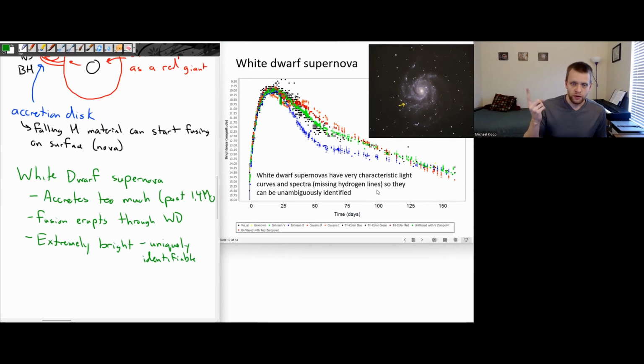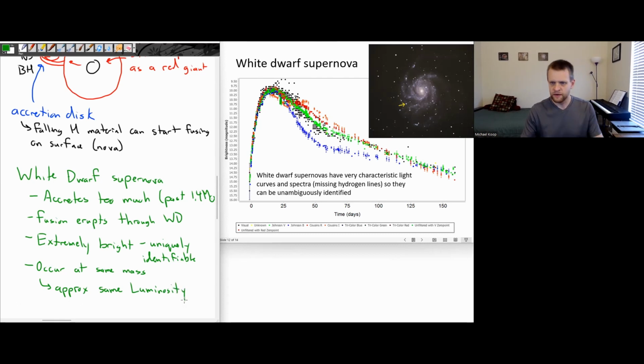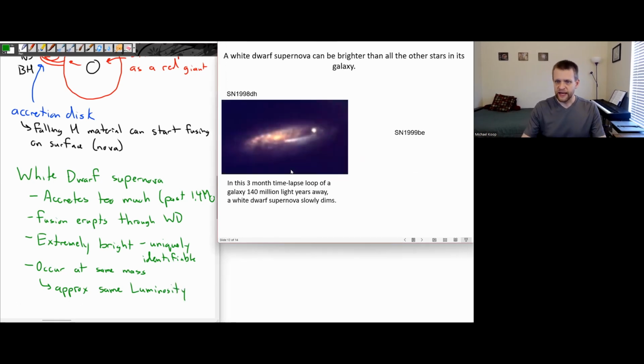They're also all exploding at the same mass. So they occur at the same mass, which means they all have approximately the same luminosity. Again, these things are ridiculously bright.